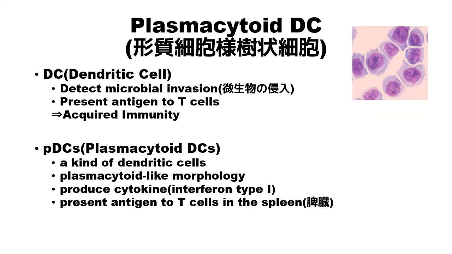Plasmacytoid dendritic cells are a type of dendritic cell that after activation changes into a form resembling a plasma cell. Plasmacytoid dendritic cells produce type 1 interferon, an antiviral cytokine, and present antigen to T cells in the spleen.